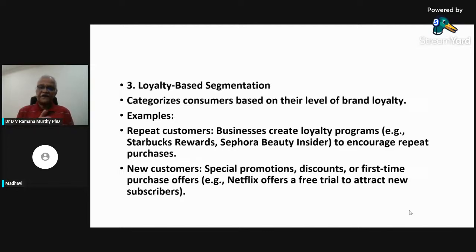Netflix offers a free trial. You can have, for example, 10 to 15 days. You can use Netflix free of charge, and if you like it, you subscribe to us. That's how streaming platforms encourage users to use their service. So this is the new customer class, and this classification is what you call loyalty based classification.